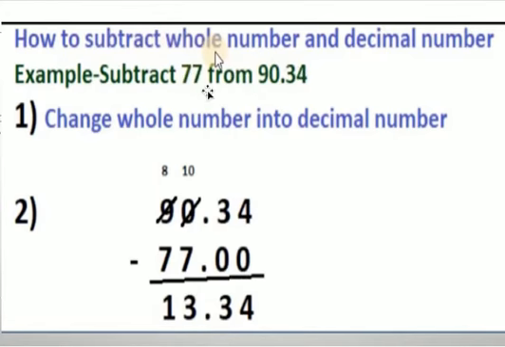Each whole number can be written as a decimal number. How? Whenever no decimal is present in a whole number, that means it is at the end of the digits. So this 77 can be written as 77.00, because here no decimal is present, that means the decimal is at the end.